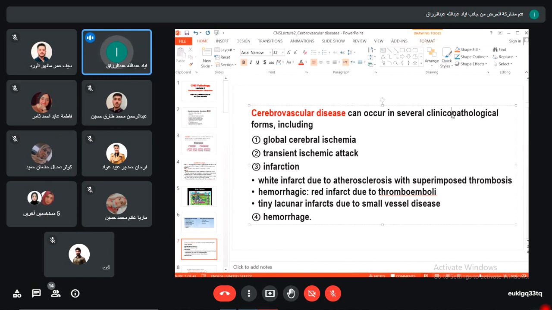If I ask you in the exam to write the types, the classification, the effect of cerebrovascular diseases: in short, it could be global, a transient ischemic attack, or infarction. We can call it ischemic or thrombotic. Infarction could be white, pale, anemic infarct due to atherosclerosis with complicated atheroma, complicated by superimposed thrombus, or hemorrhagic red infarct due to thromboemboli. Multiple small infarcts associated with hypertension are called lacunar infarcts. Lacunar comes from lacunae, a small cystic space formed after fall off and sloughing of the infarcted brain tissue.